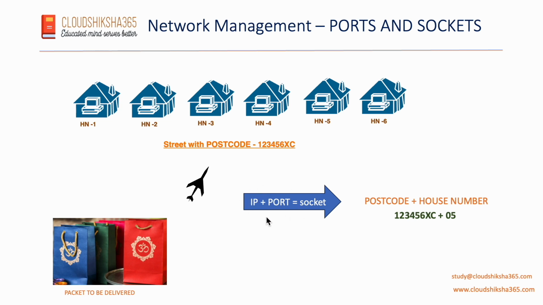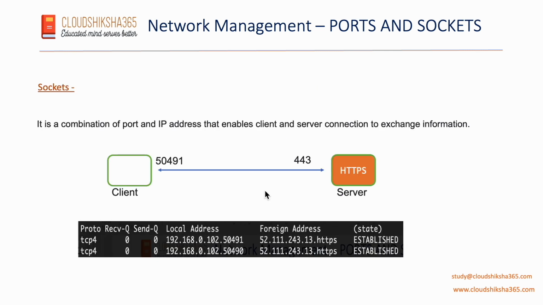And this combination of IP plus port is called a socket. So now, taking one step ahead, we can talk about sockets and how they look. Let's say there is a client, say my browser from where I'm opening google.com, and it is requesting the Google server, whose default secure port is 443. Then there will be two sockets.